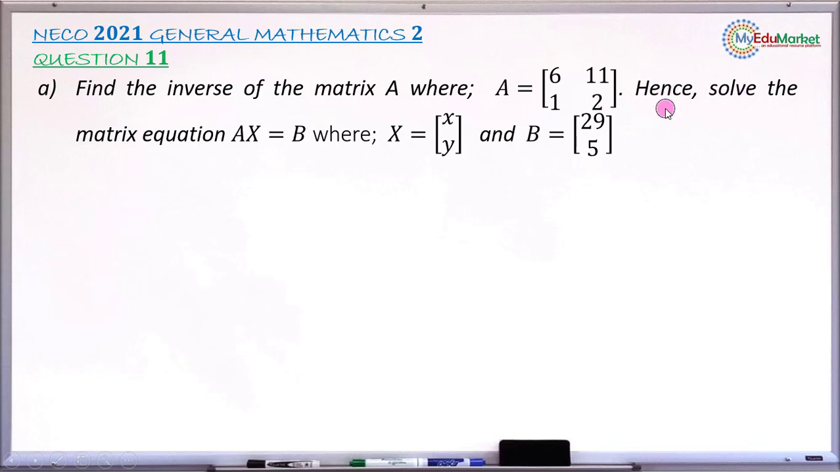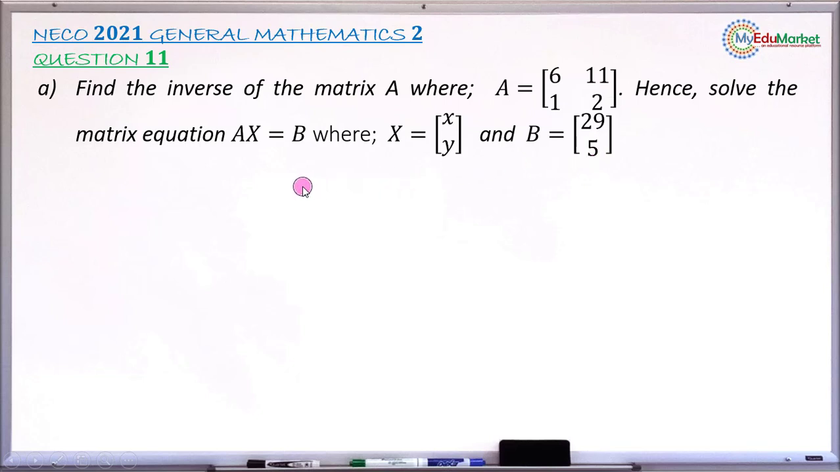Hence, solve the matrix equation AX equals B, where matrix X has elements small letter x in the first row, small letter y in the second row, so it has 2 rows, 1 column. And matrix B is another matrix with 2 rows, 1 column, in which 29 is in the first row and 5 is in the second row.